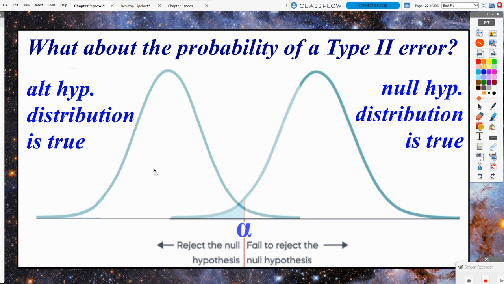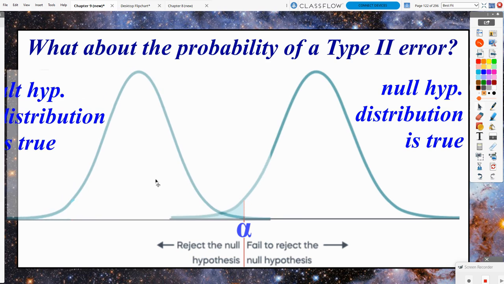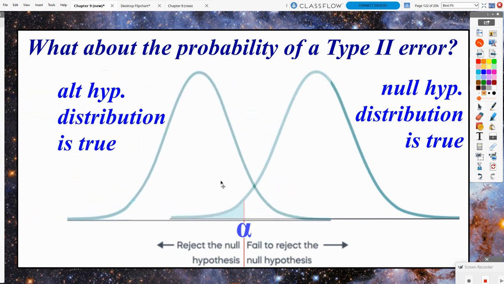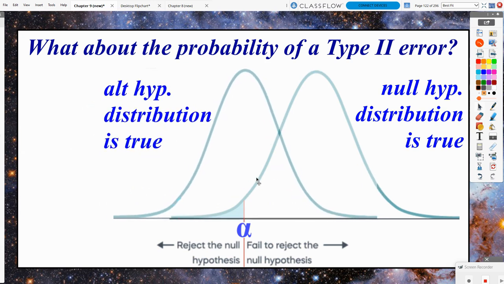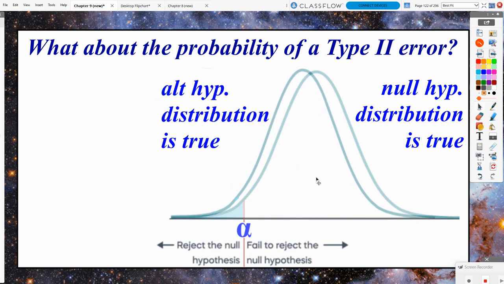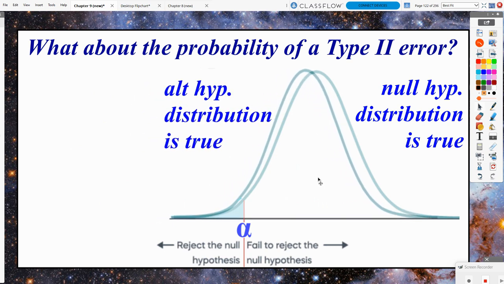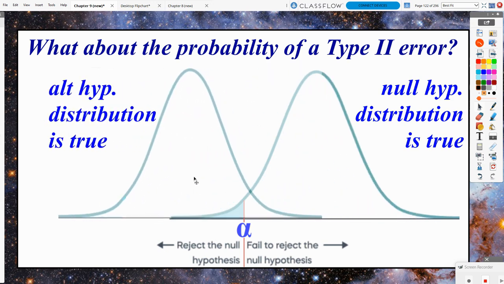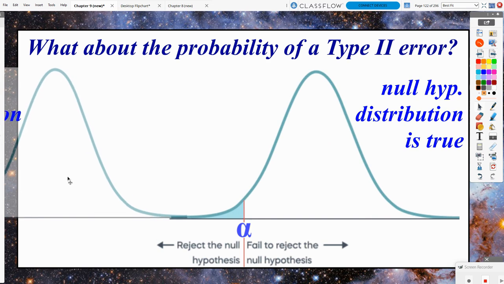So the problem is the alternate hypothesis distribution. It's kind of a shifting thing. A type 2 error really depends on a specific value for the alternate hypothesis. The closer the alternate hypothesis value is to the null hypothesis, the more often we're going to make a type 2 error. But the further away that our alternate hypothesis value is from our null hypothesis, the lesser chance that we have of making a type 2 error.